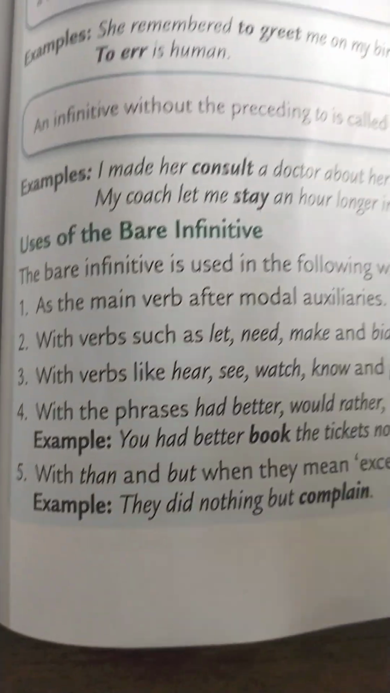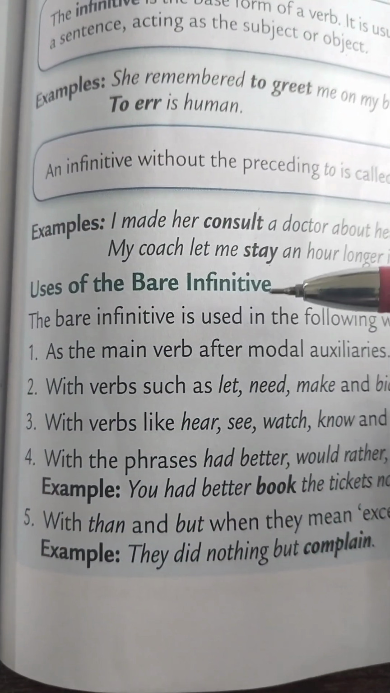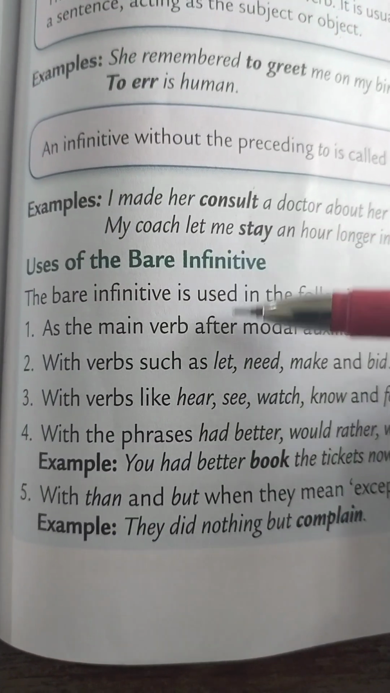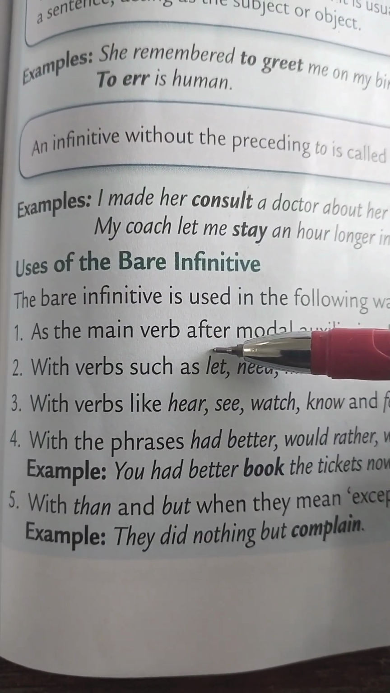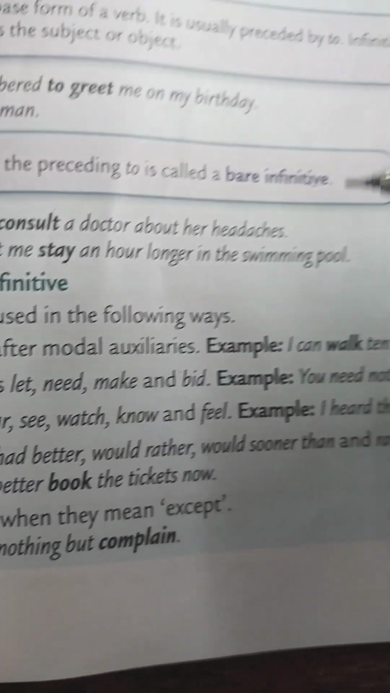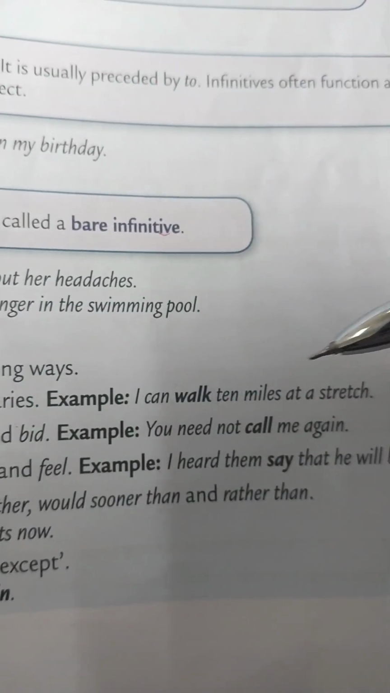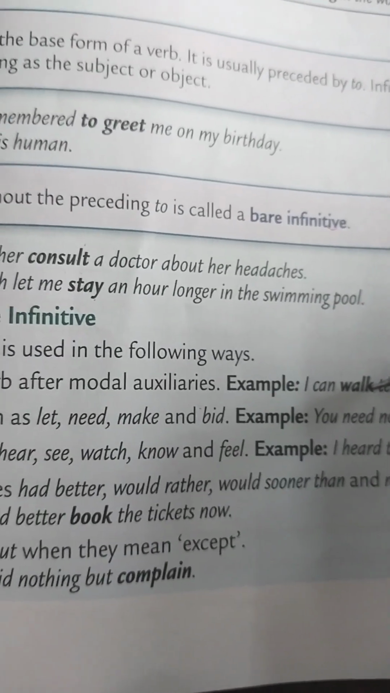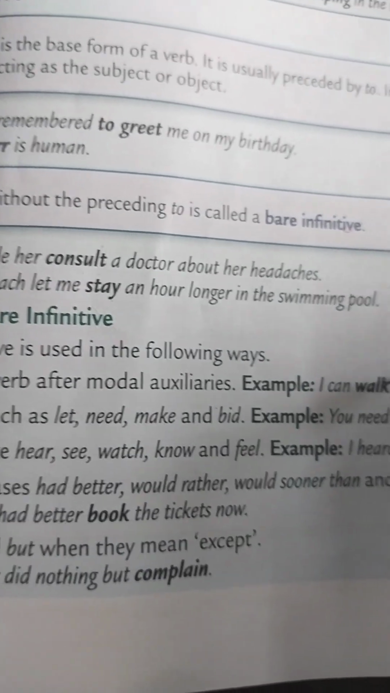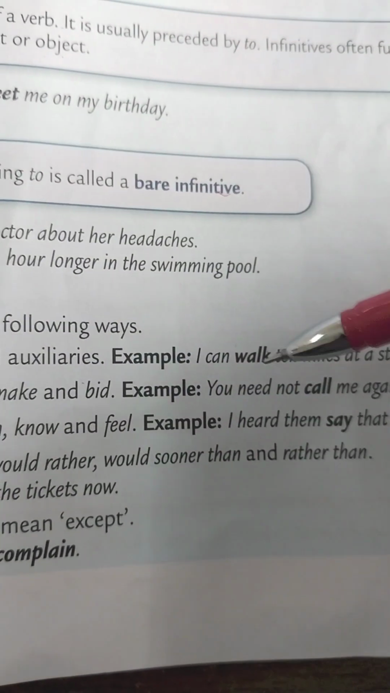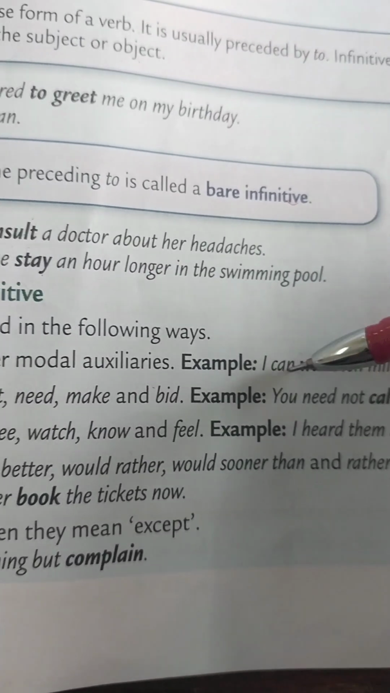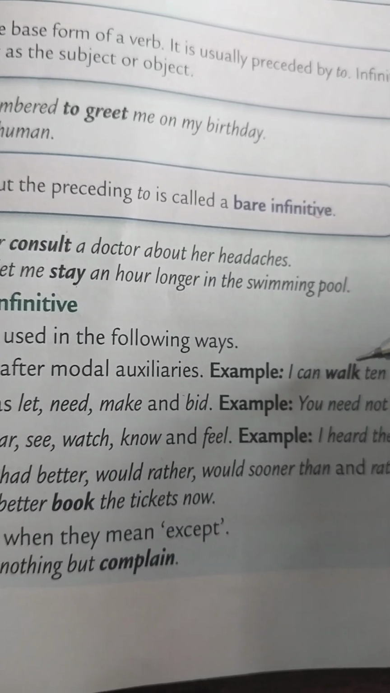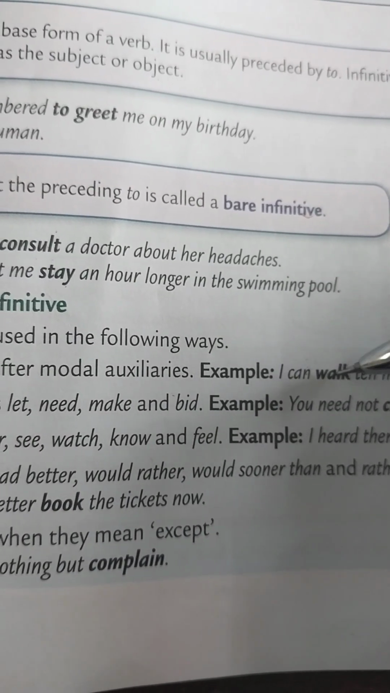Now uses of the bare infinitive. The bare infinitive is used in the following ways. We can use the bare infinitive, children, as the main verb after modal auxiliaries. Example, I can walk 10 miles at a stretch. In this sentence, walk is a bare infinitive, and it has been used after the modal auxiliary, that is can. You know that can is a modal auxiliary, and after this we have used the bare infinitive walk.